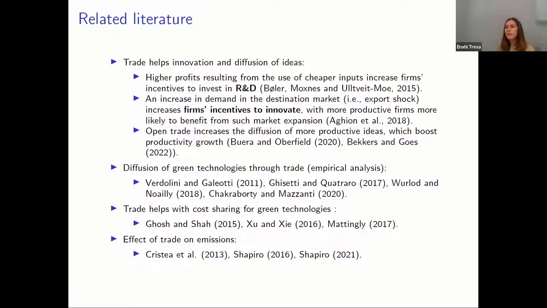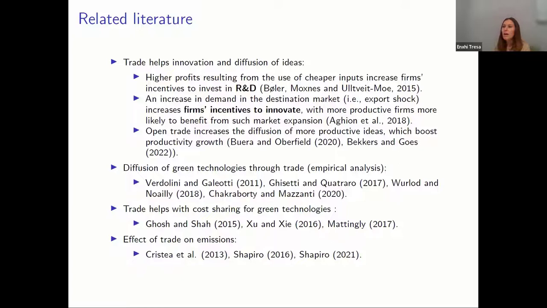The second strand is the diffusion of green technologies in particular, and there is quite some empirical analysis that has been done in this respect using green patents and showing how the number of green patents or the access to green patents through trade would induce a reduction in emissions. Again, the results depend on the type of emissions that are considered in the different studies. So sometimes the results are ambiguous. Sometimes there is some positive effect in the reduction of emissions.